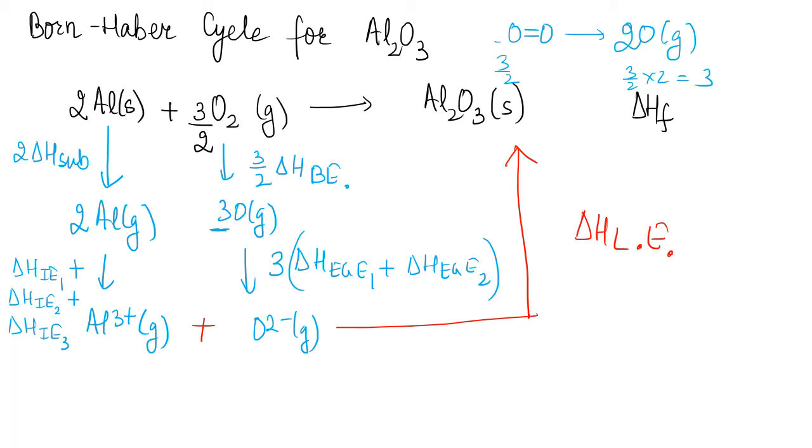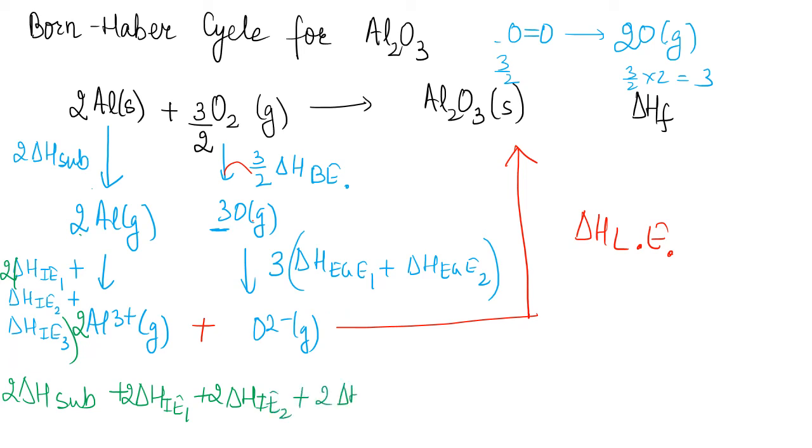So what we can write down here? We can write down delta H sublimation twice plus delta H. और इस केस में देखिए 2 एल्यूमिनियम थे तो इसको करेक्ट कर लीजिएगा, ये 2 होगा तो इस सब का भी 2 ही लगेगा. So twice of ionization energy 1, twice of ionization energy 2, twice of ionization energy 3. Why guys? Because there are 2 aluminum atoms involved. Okay, here.